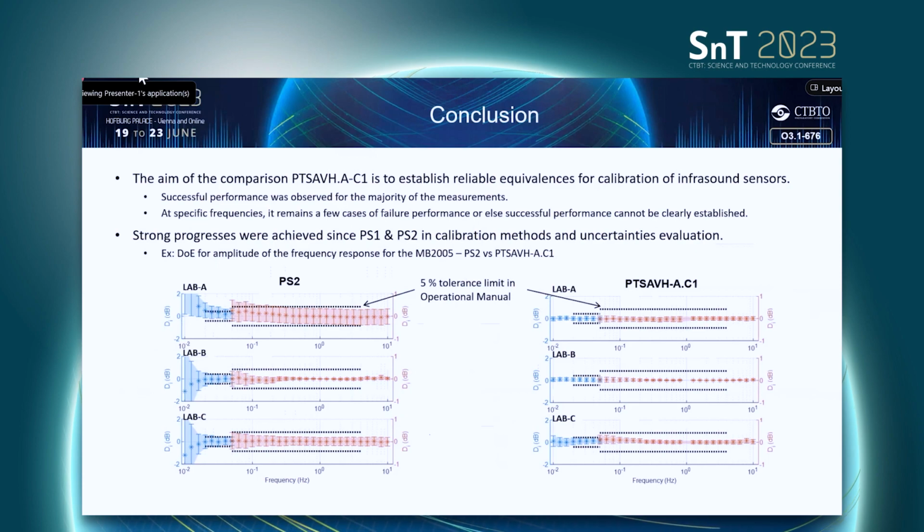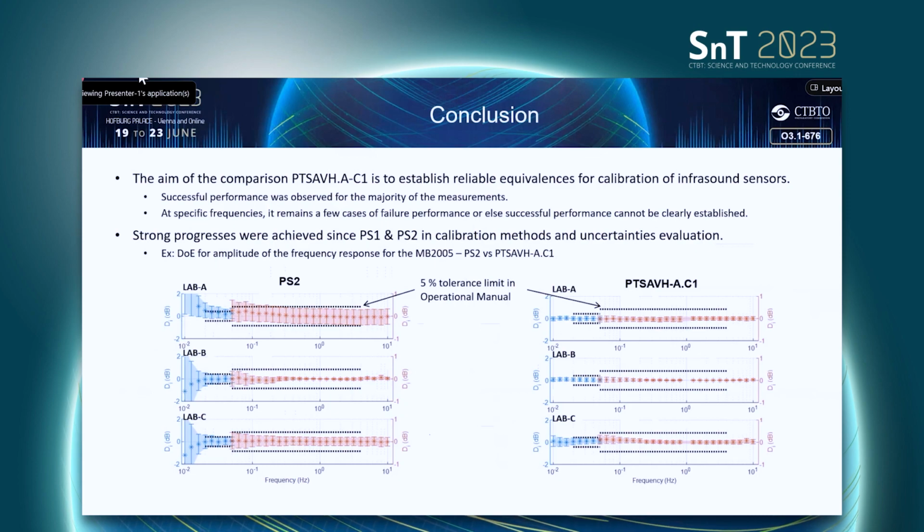But I would like to insist here on the strong progress achieved since PS1 and PS2 in comparison to this new comparison. You can see here the degrees of equivalence for the same 3 laboratories which participated in the PS2 and C1 comparisons for a calibration of a microbarometer. As you can see clearly here, in C1, the uncertainties decreased significantly, now fitting very well with the 5% tolerance limit provided in the operational manual. So this is a very important and interesting progress.